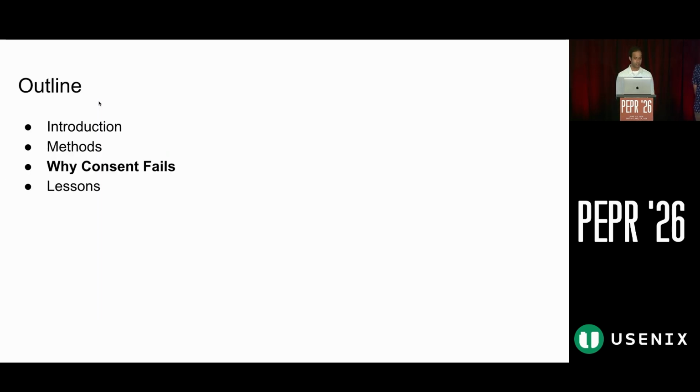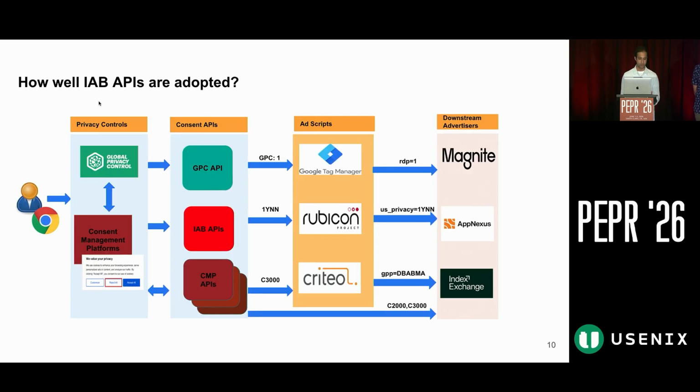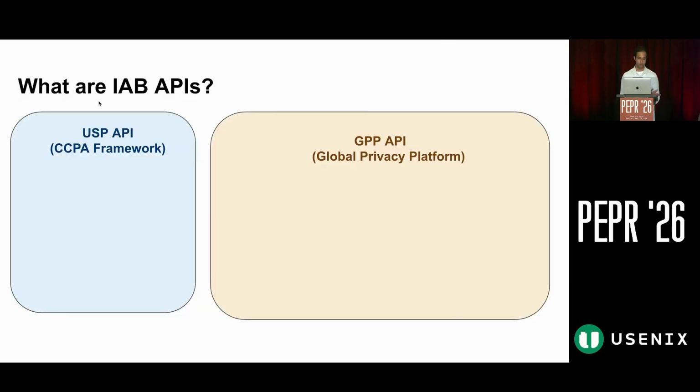And I'm going to briefly discuss some of the findings from our combined research work, so why the consent failure happens. The first question we tried to answer was how well these consent APIs are adopted by different publishers. By consent APIs in our work and today's talk, I'm going to focus on the IAB APIs. Before I go further into how well these are adopted, I'm going to briefly describe what these IAB APIs are. This is basically a technical standard introduced by different advertising companies, and it is meant to transmit user consent all across the web.